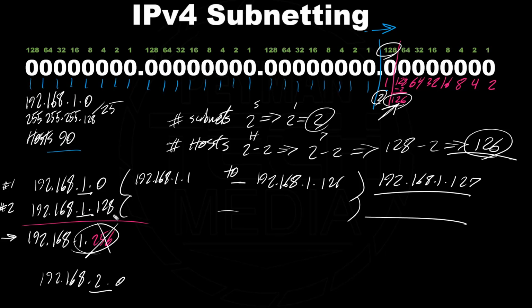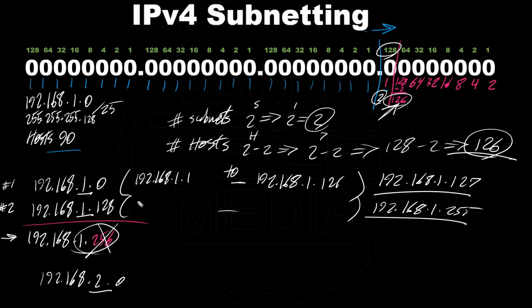For the next subnet, the broadcast here would be 192.168.1.255. That's the last IP address, right? If we add 1 IP address, it will be 256. We don't have 256. So it will be 0, adding to this one, 2, 192.168.2.0, right? Which we see here. So that's the broadcast for this subnet.